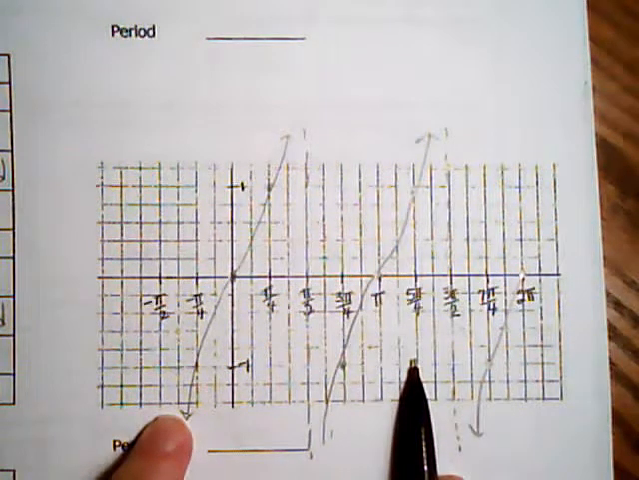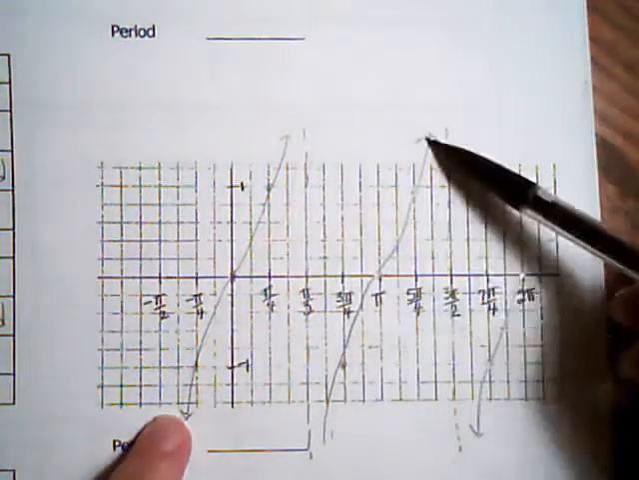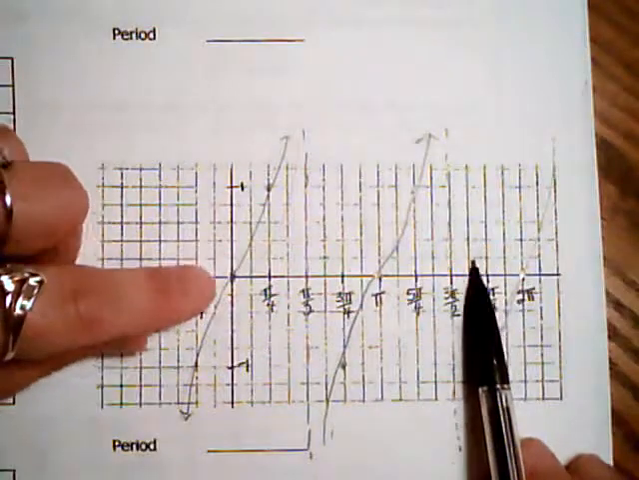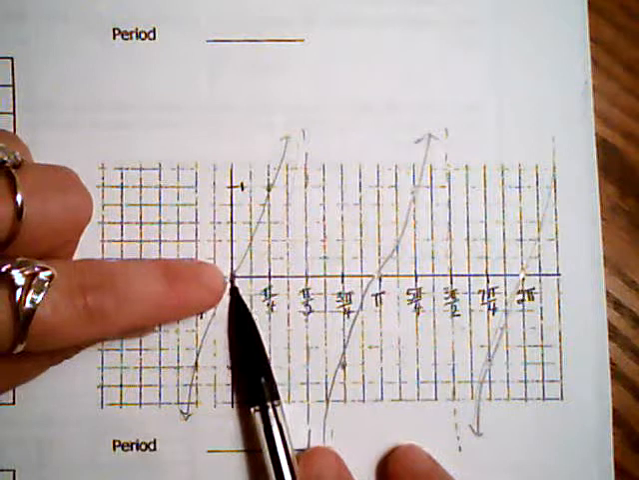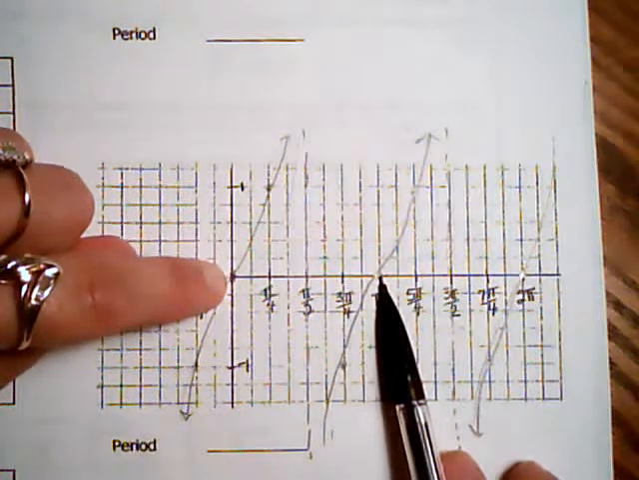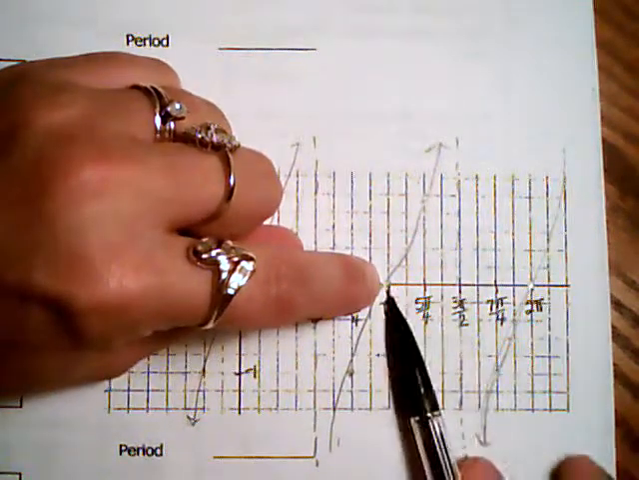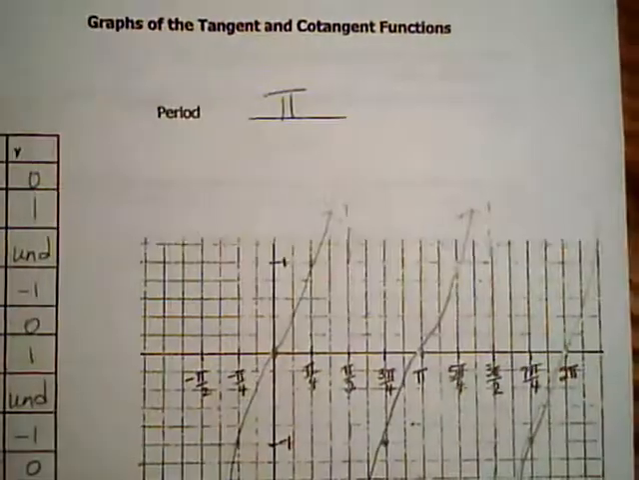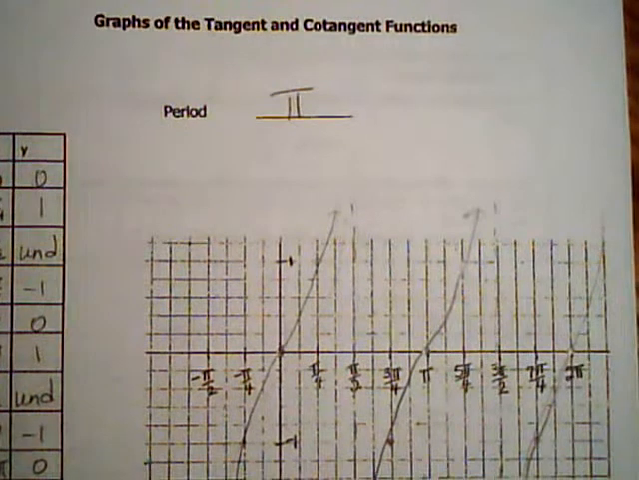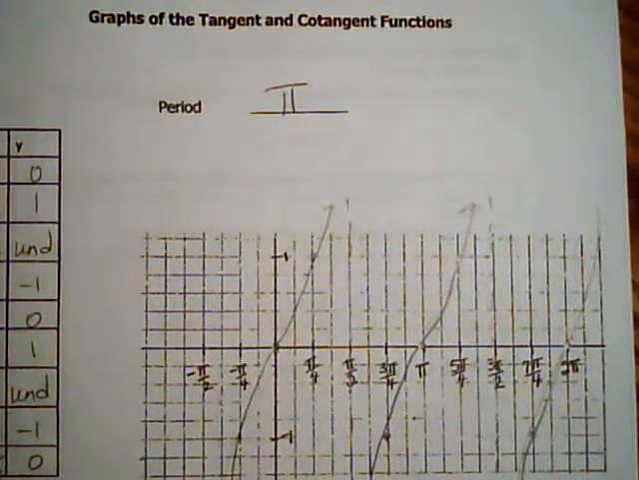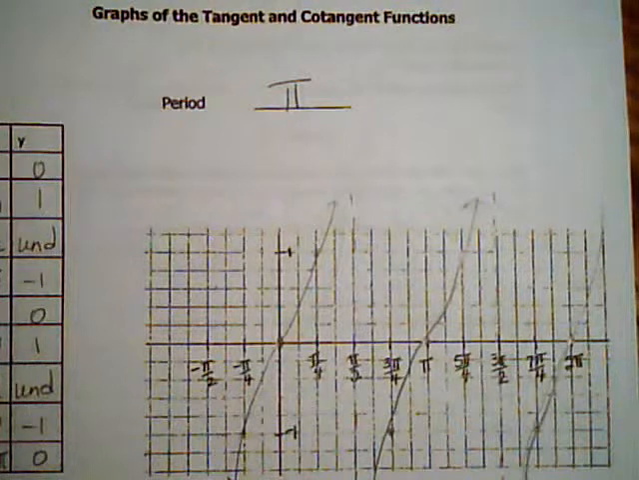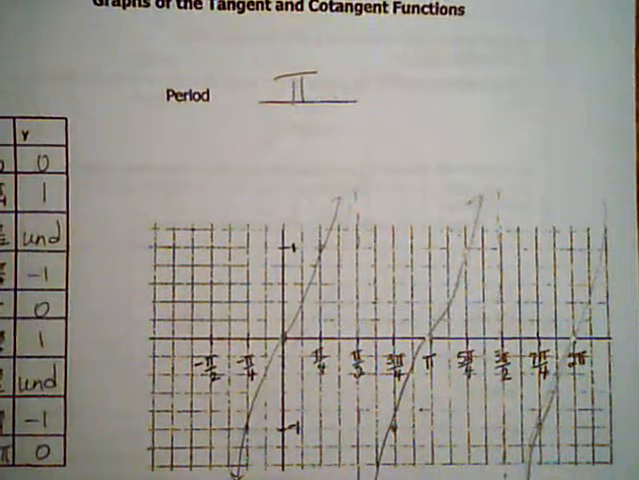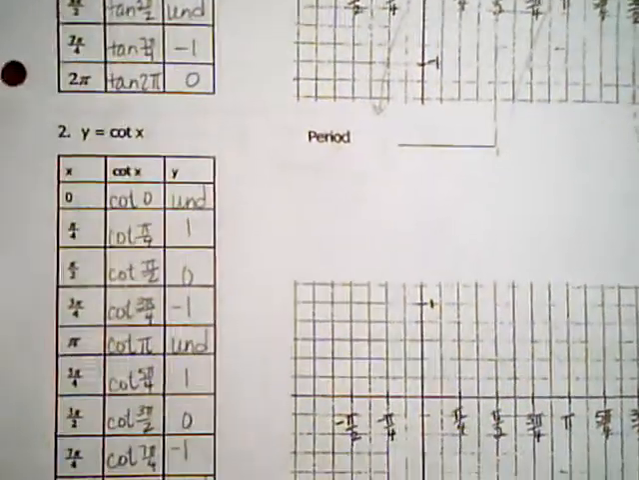Okay, so what do you think the period is for tangent? It's already repeated itself here and then again here. So if I look at that distance, I've repeated myself from 0 to pi, pi to 2 pi. So the period of tangent is just pi. Remember sine, cosine, cosecant, and secant all have a period of 2 pi, but tangent has a period of pi.